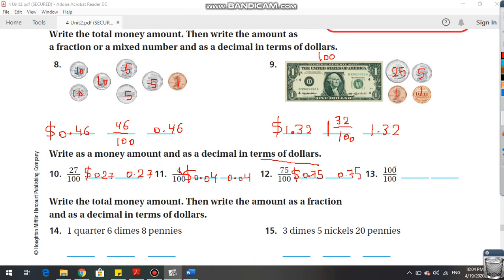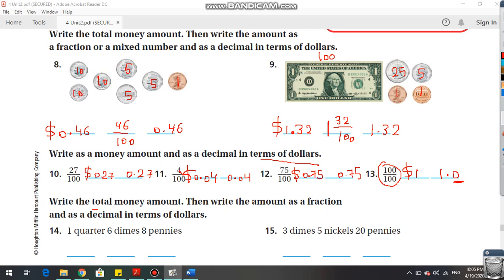Now, oh guys, 100 over 100. 100 over 100 equals what? 1. So I have $1, or as a decimal it is 1.0. Why 1.0? Because I don't have a decimal. I don't have a fraction. Look guys, if I divide 100 over 100, it will give me 1.